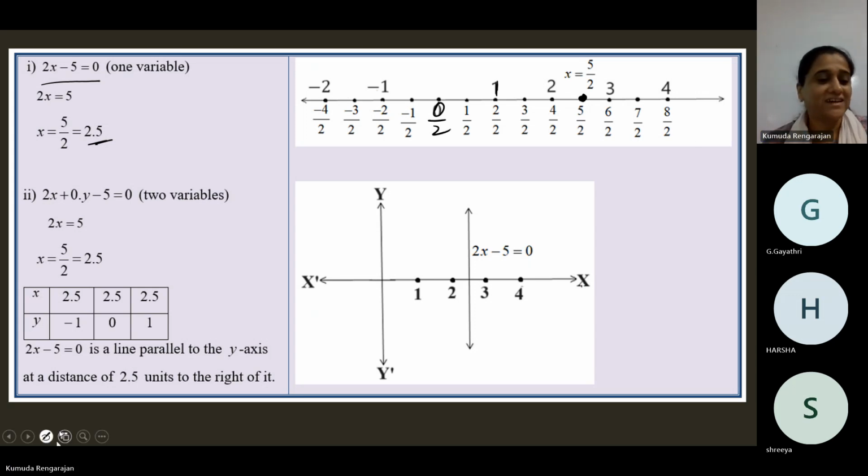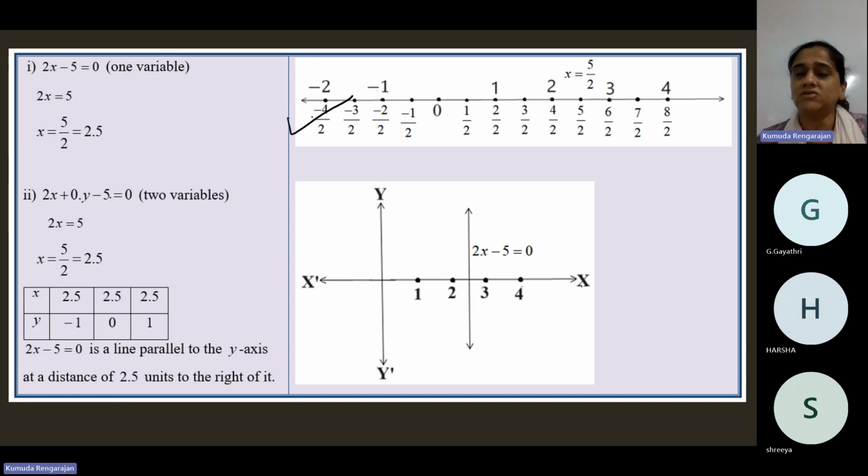Okay. Now this is the geometrical representation of this linear equation in one variable x. We showed it as a point on the number line. It's 5 by 2. Mark off this point and just write the solution: x is equal to 5 by 2.